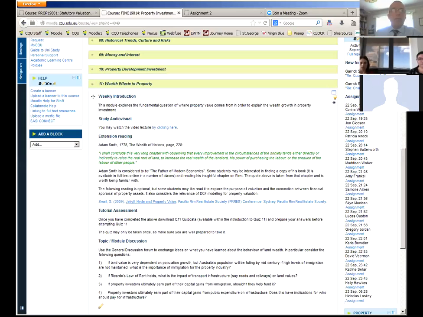Go on to chapter 11 or module 11. Module 11 is in some ways the most important theoretical topic in the course because it deals with the very foundations of why we do property investment, and that's property value. Where does property value come from? And why we're investing in property, where rent is going to go in the future.